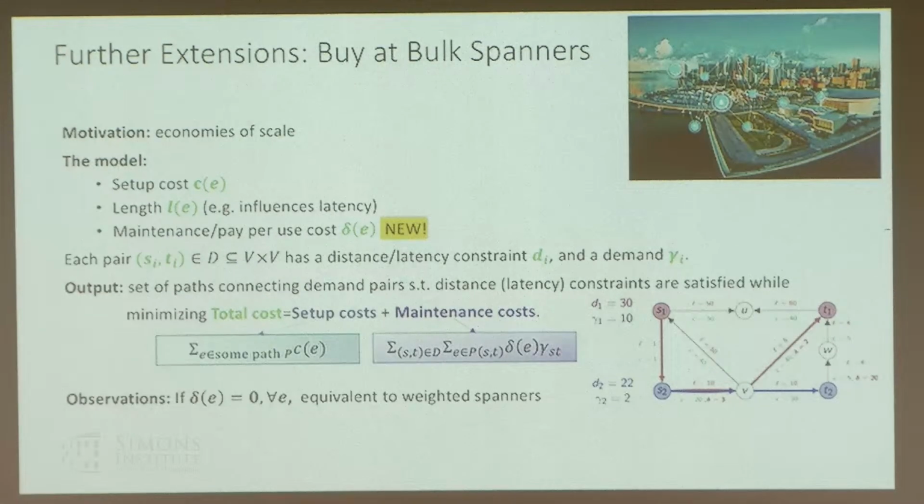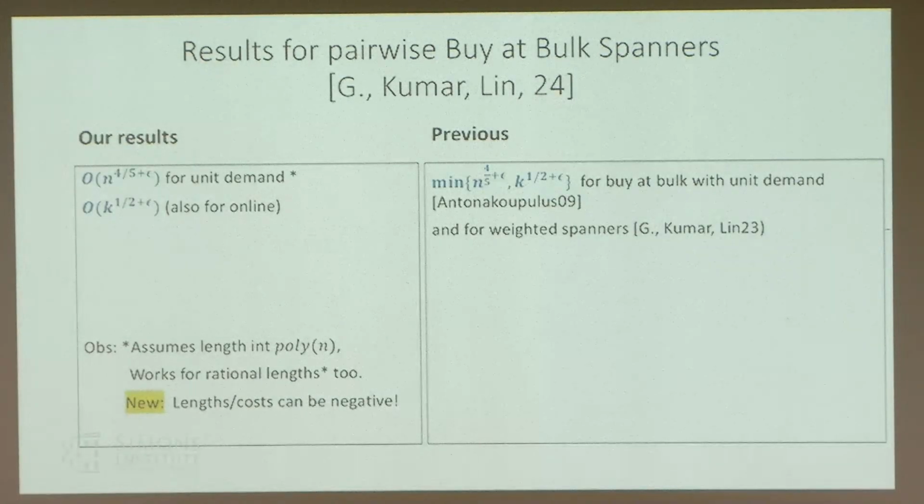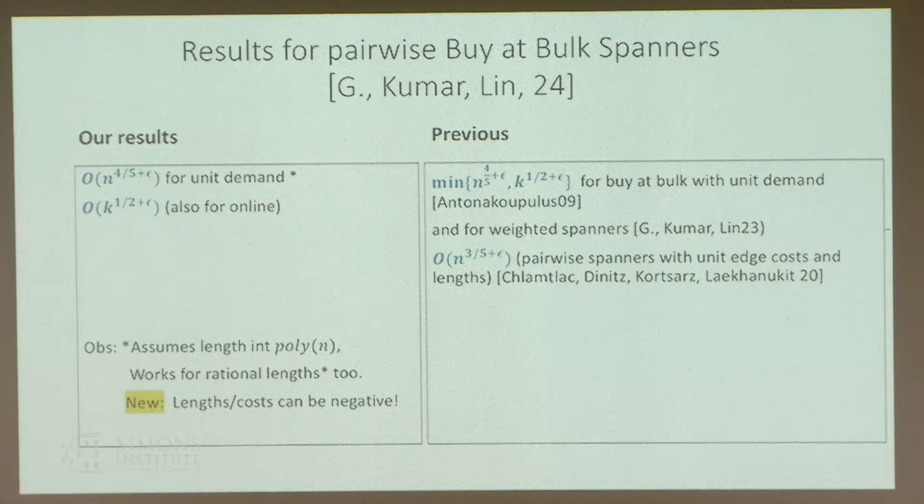When delta is 0, this is exactly the setup of weighted spanners. And when the D_i's, the distance constraints, are infinity, this is exactly the buy-at-bulk network design question. So here again, our results essentially match the ones for both buy-at-bulk and pairwise and weighted spanners problems.